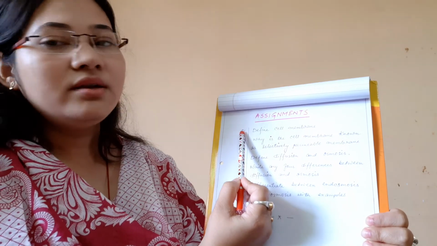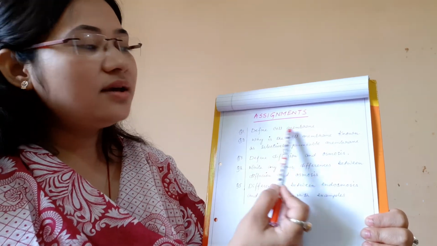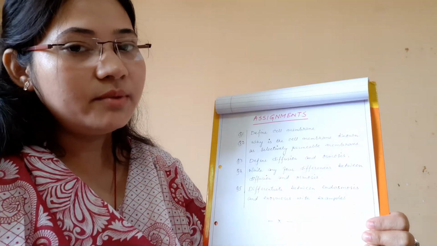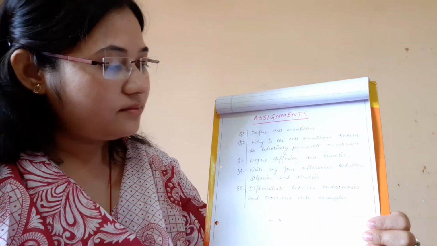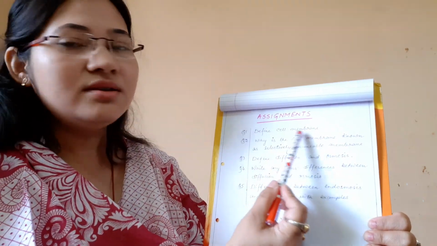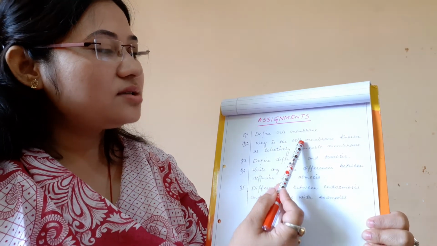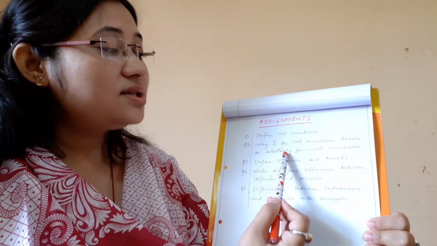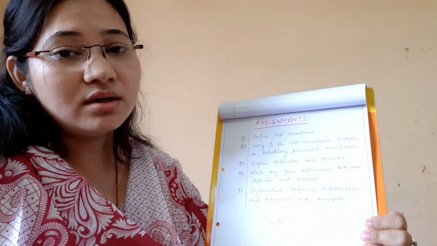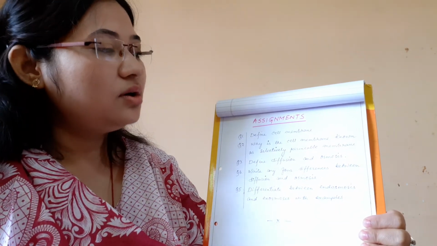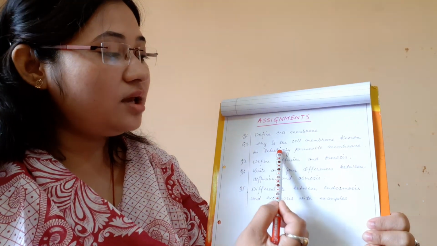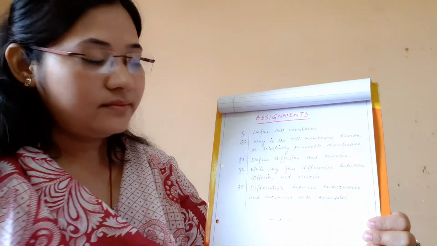Question number 1. Define cell membrane. I hope you will be able to define what is cell membrane. Question number 2. Why is the cell membrane known as selectively permeable membrane? Why is the cell membrane also called selectively permeable membrane?